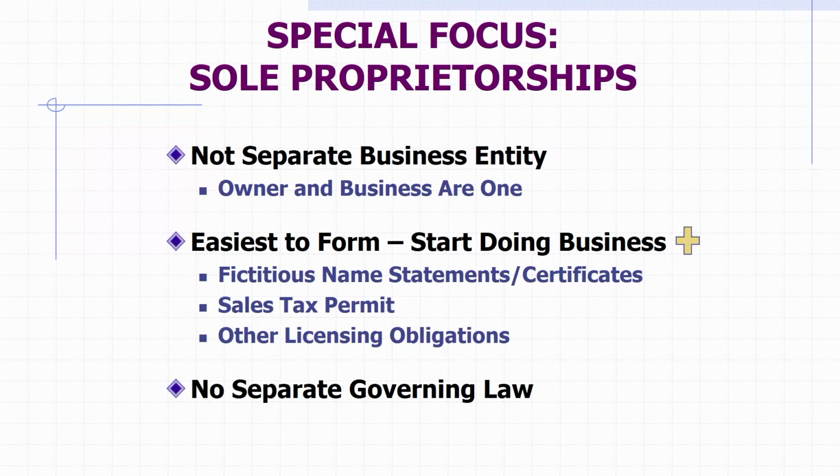So if your name is Mary Smith, but the name of your company is Harry's Pizza, then you might have to have a fictitious name certificate so that people will know who's behind Harry's Pizza. Harry might have been her dad or her husband or her son or whatever, but fictitious name certificates allow the public to know who is the individual who owns the business. Then you might have to get a sales tax permit because that's always out there for services or goods.